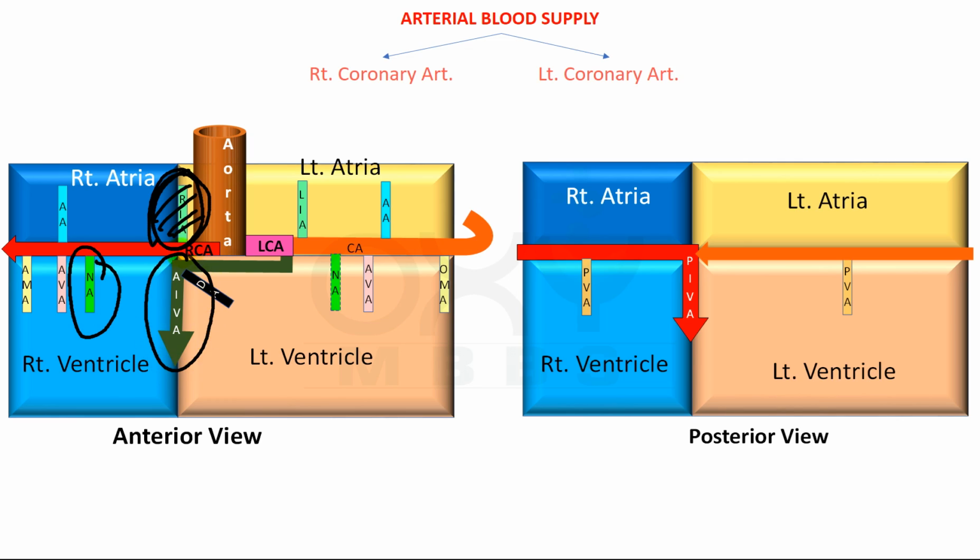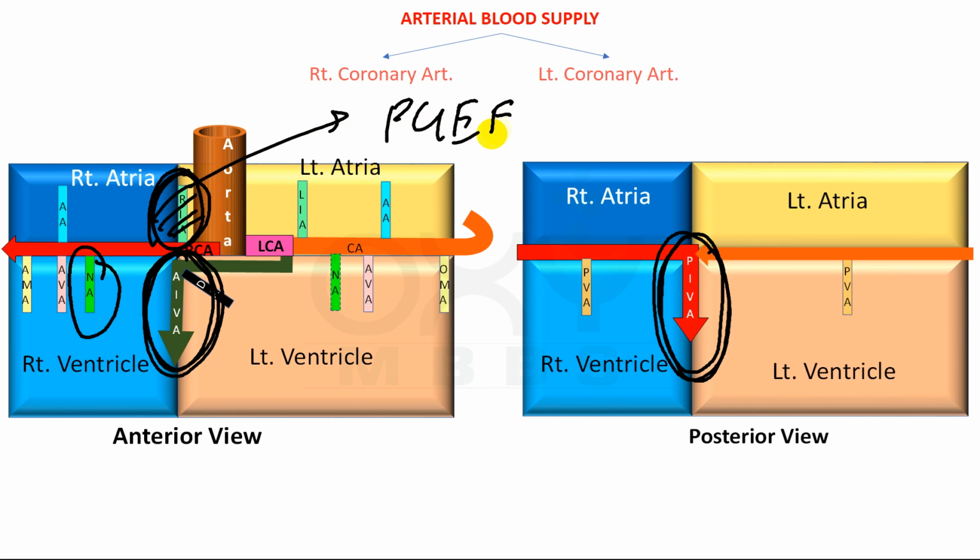Now friends, these arteries are very important with respect to your PG entrance exam: one is the right infundibular artery, second is the SA nodal branch, third is the anterior interventricular artery or left descending artery, and the fourth branch is the posterior interventricular artery or right descending artery.